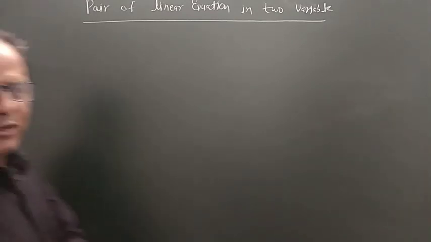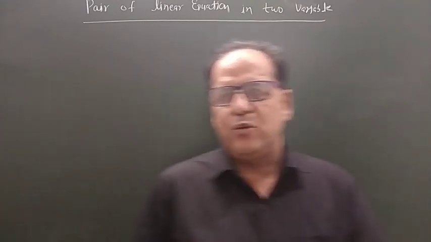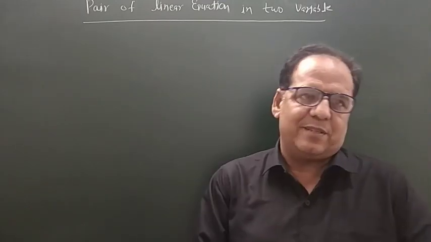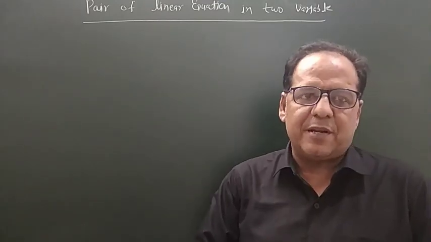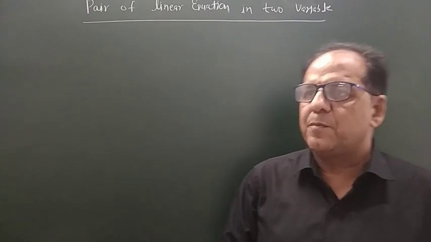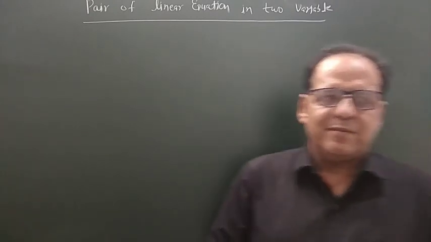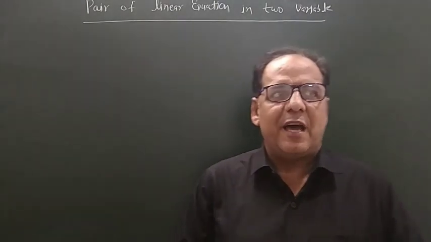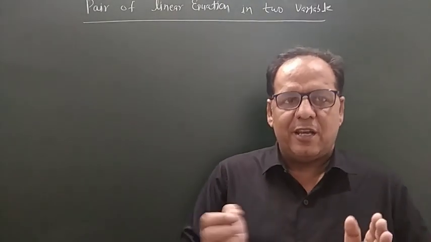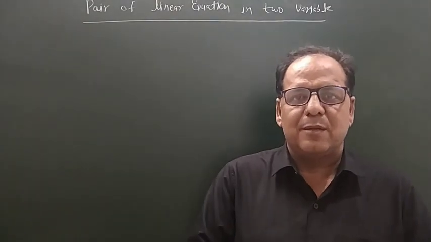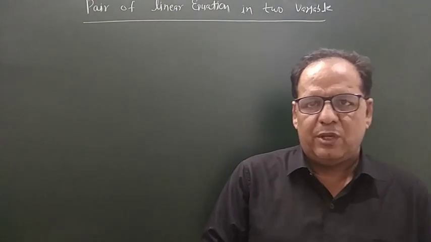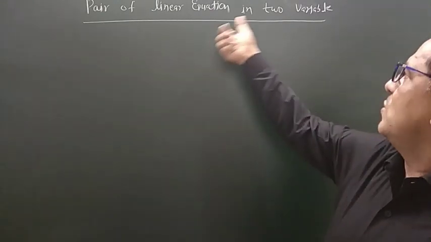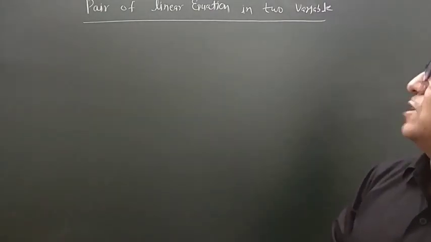Hello students, today we are starting a new chapter, pair of linear equations in two variables. This is the third chapter according to the NCERT book of class 10th. We know the linear equation in one variable, which means an equation that contains only one variable. Standard form is ax plus b equal to 0. Similarly, now we discuss the linear equation in two variables, and the pair of linear equations in two variables.